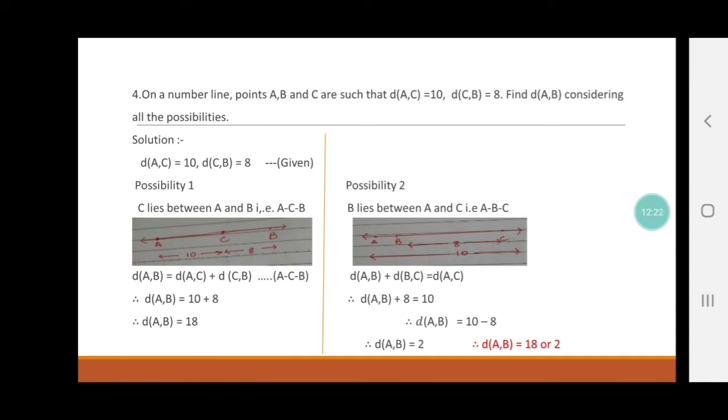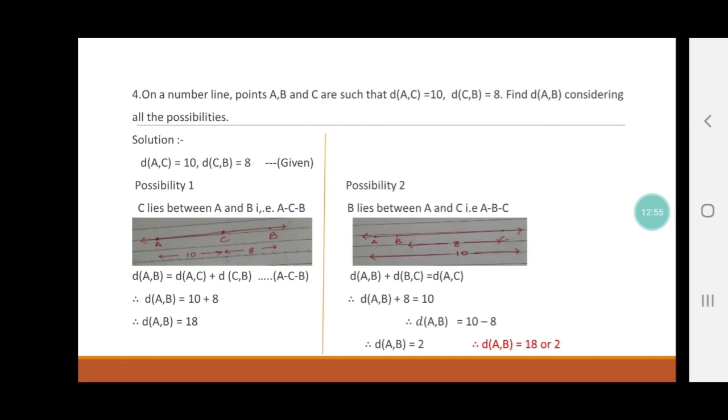Now question number 4. On the number line, points A, B and C are such that distance AC is 10, distance CB is 8. Find distance AB considering all the possibilities. Now the number line, if you see, can be extended on how many sides? It can be extended in two ways, right? Towards the right hand side and towards the left hand side. So here there will be two possibilities.